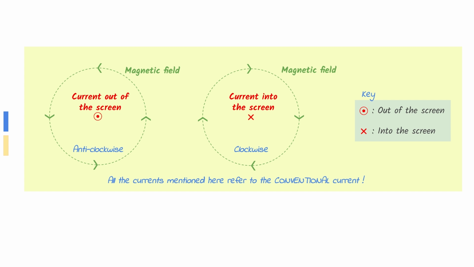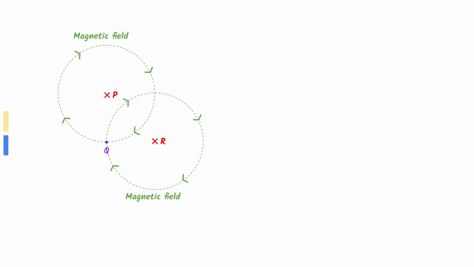First, some background information. When the current is directed out of the screen, the direction of the magnetic field is anti-clockwise. When the current is directed into the screen, the direction of the magnetic field is clockwise. Here we have wires P and R carrying current into the screen. Therefore, each wire will have a magnetic field in the clockwise direction around it. Let's focus on wire P. The direction of the magnetic field at Q due to wire P would be to the left. We are also told that the magnitude of the field is X.